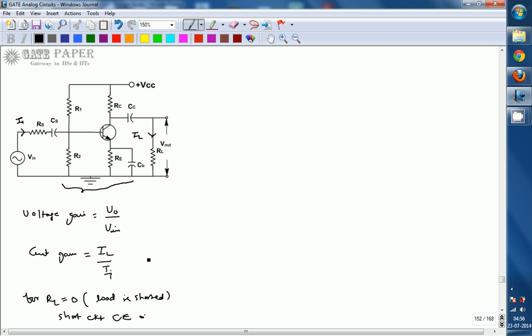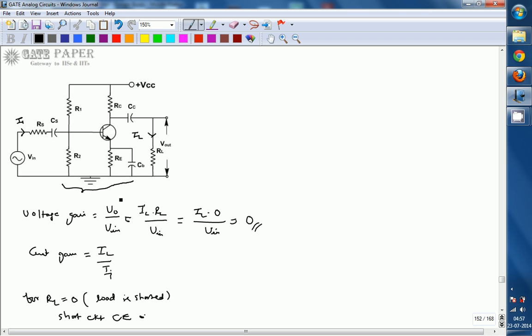Whenever RL is equal to 0, V0 cannot be calculated. Voltage gain will always be 0, because output voltage is nothing but IL into RL divided by Vin. But IL is present and RL is 0 since it is shorted. So something into 0 is 0, so voltage gain is 0. You cannot calculate voltage gain for a short circuit load.